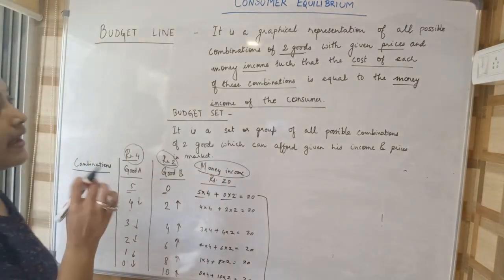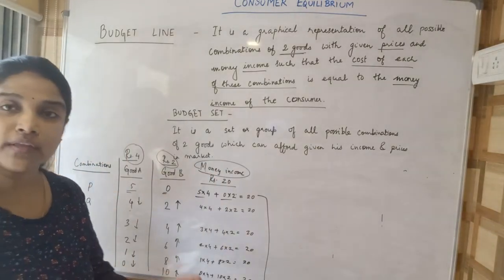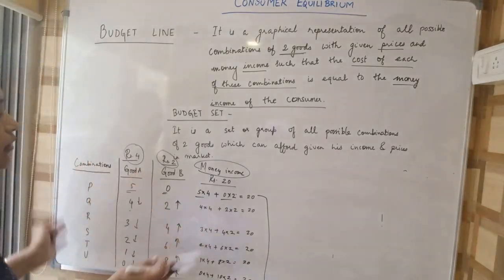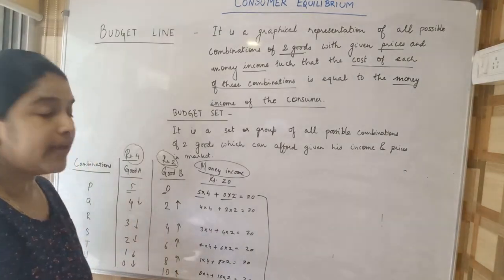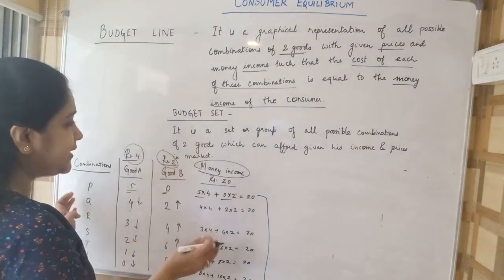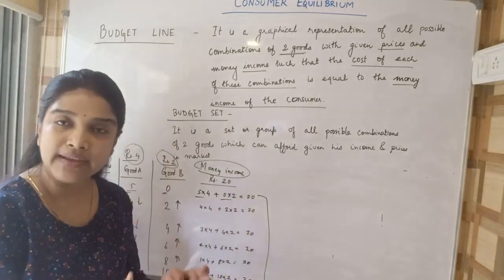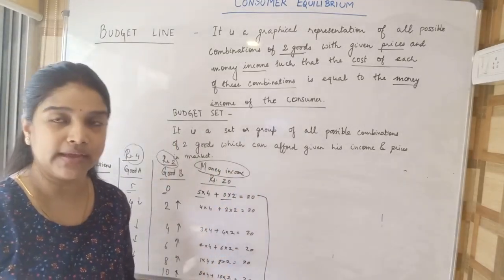So what kind of shape do you think, or what kind of graph comes out with this kind of data? Let us see. We'll now plot this data into a graph and we'll find out what is the shape of the budget line.